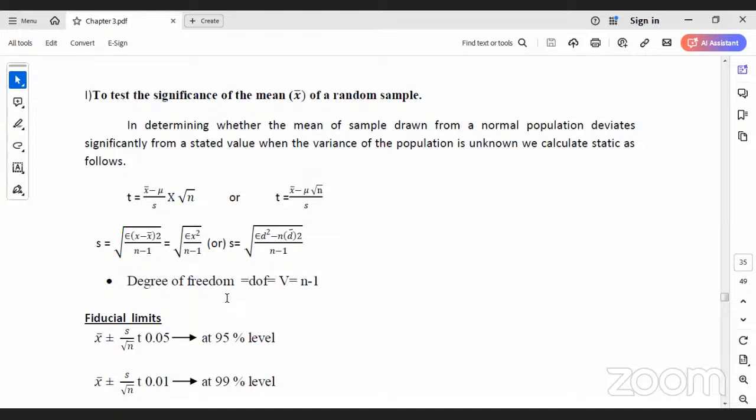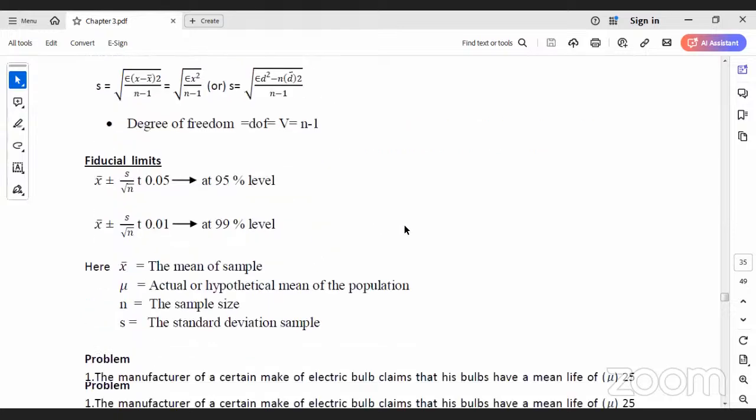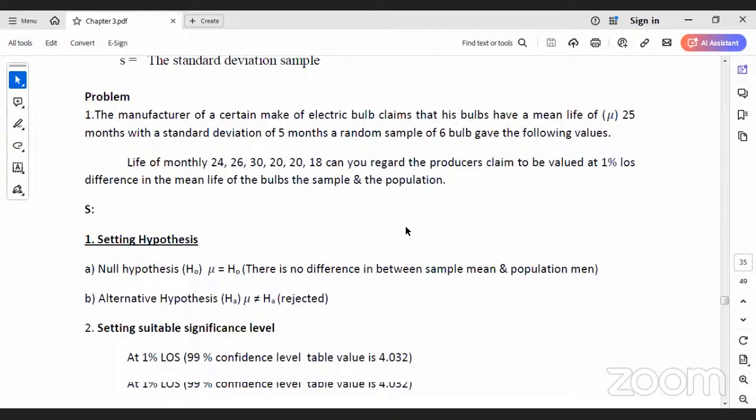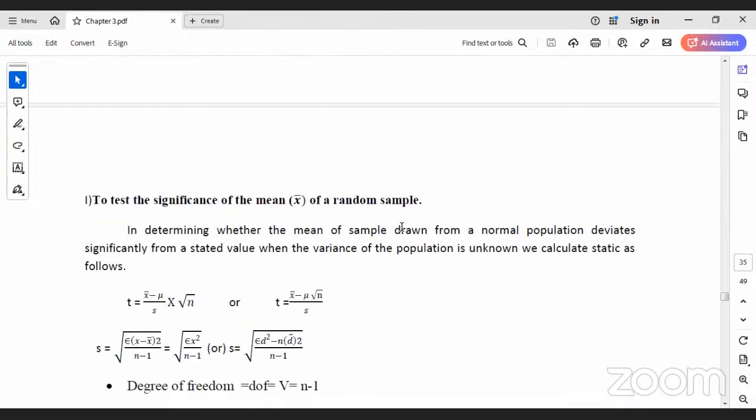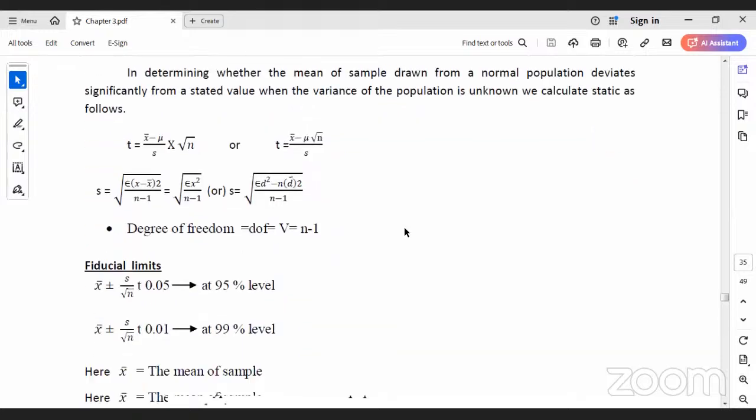So here, limits also, the fiducial limits: X bar plus or minus S by under root n times t 0.05 at 95% level, and X bar plus or minus S by under root n times t 0.01 at 99% level. So these are the formulas, very much important. Now this is a problem. First we are doing the first method, that is the significance of the mean of a random sample.